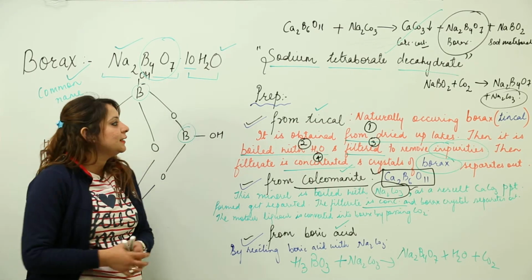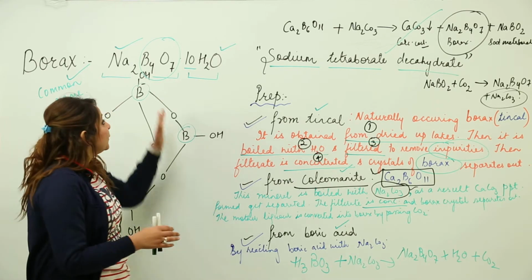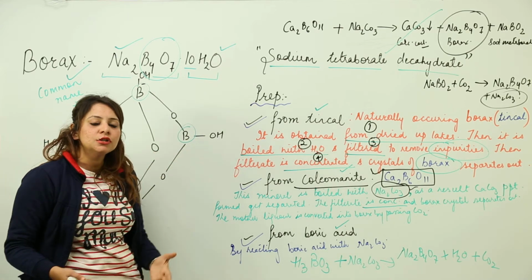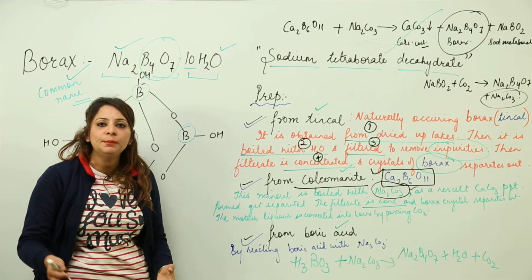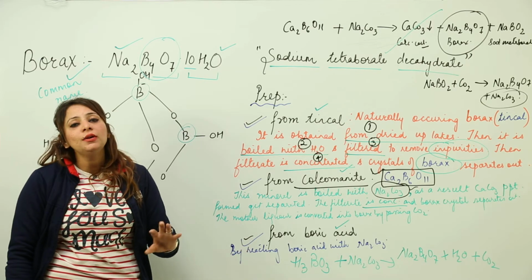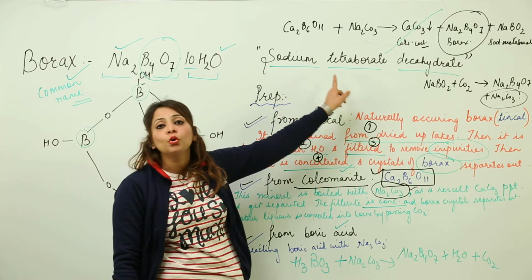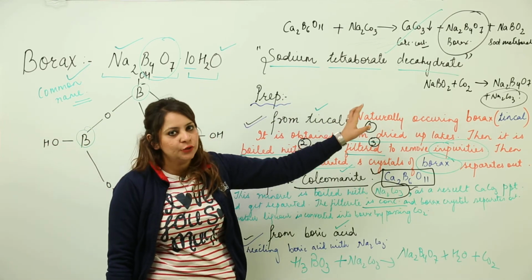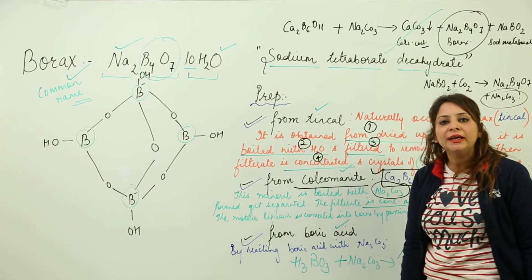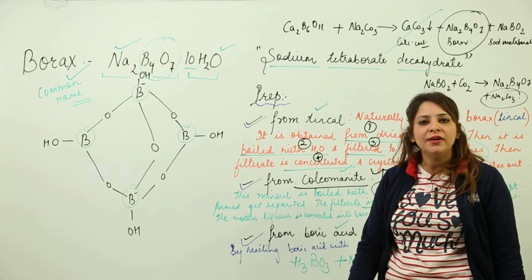As a result, we get the desired compound, borax, Na2B4O7. Here the Na2B4O7 is the anhydrous one, right? So when you get the crystals of Na2B4O7, it is very simple to convert it into the decahydrate. Just add 10 water molecules, and the borax will become hydrated. That means it will become sodium tetraborate decahydrate. This is what we were looking for, right? So these are the three important preparations which we can carry out in order to prepare borax, that is Na2B4O7.10H2O.